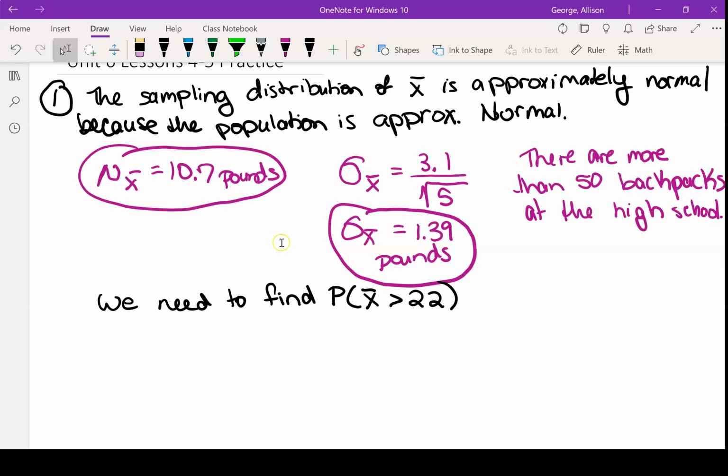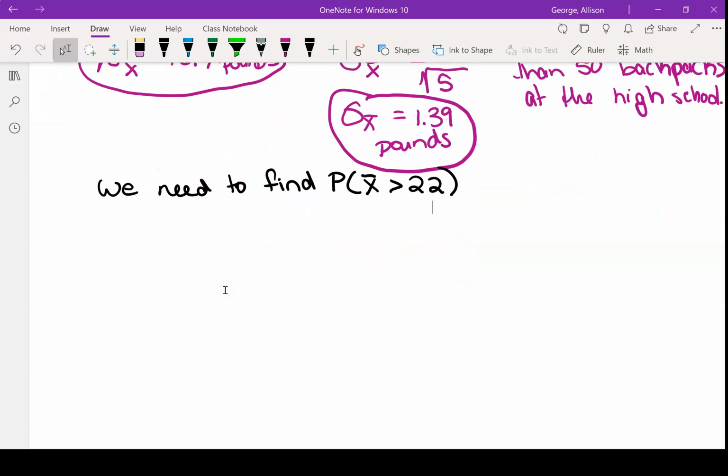Now let's stop and think about that for a second. The average at the school is 10 pounds. 22 pounds is a lot bigger. All right, so I would think that that probability is probably going to be pretty small. Like, think about that. A 22-pound backpack, that's a lot of stuff. And for that to be the average, and you found 5 people that all have super heavy backpacks, that's, I mean, it's possible, but it's not super likely. So let's see what we end up getting for our probabilities. All right, so our first step is to draw our picture.